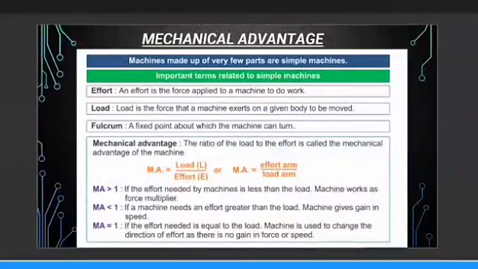Now, something called mechanical advantage. Before that, an example: I am drawing water from the well. So there is a bucket, and the bucket is called the load. What is the load? Load is the force that a machine exerts on a given body, or load is nothing but the force which we have to overcome. So I will have to apply force in order to draw water from the well.